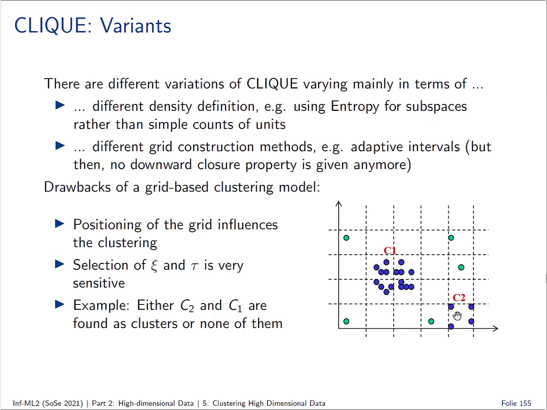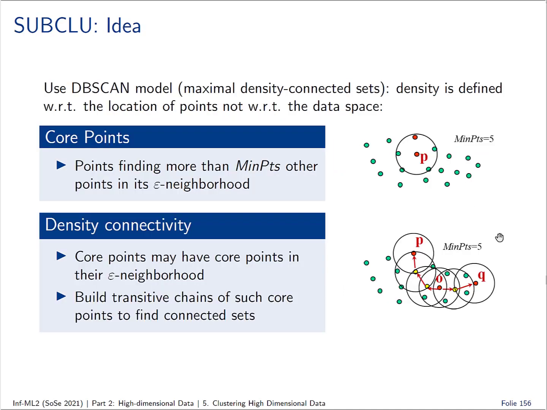little nasty. So the problem of grid-based clustering models is actually that the partitioning of the data space into grid cells is oriented according to the data space. So we partition the data space in order to define the volumes here. The volumes are the grid cells, and the grid cells are defined by this partitioning. And the partitioning is according to the data space and not according to the location of the points. And that is obviously different in the DBSCAN model.